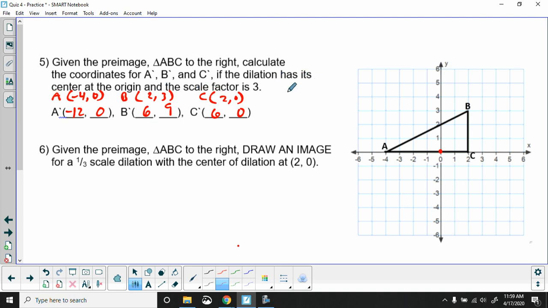Same thing, given the pre-image ABC to the right, draw an image for a 1/3 scale dilation, and the center of dilation is at 2, 0. So I'm going to erase that origin point and then remind myself we're at 2, 0 right there.